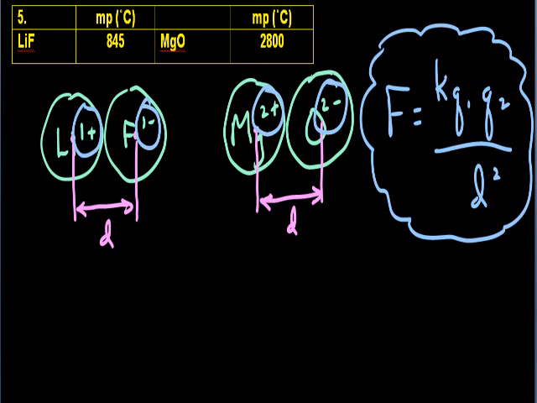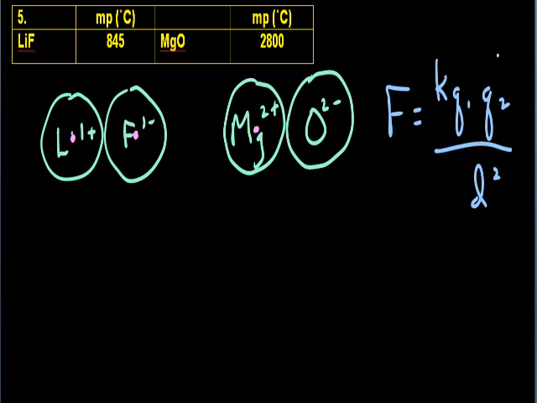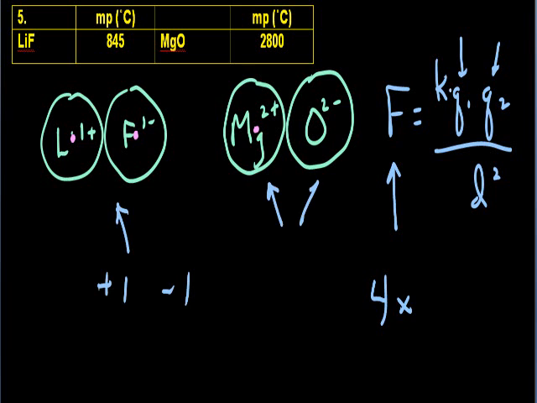The change in the size of our charge changes our values for Q1 and Q2 in Coulomb's law. For magnesium oxide, with values of +2 and -2, the size of the force that we would generate would be 4 times as big as the force we would see for our lithium fluoride with the +1 -1 combination of ions. It's this increase in electrostatic attraction from a +2 -2 combination that gives us this marked change in melting point from 845 up to 2800 degrees for magnesium oxide.